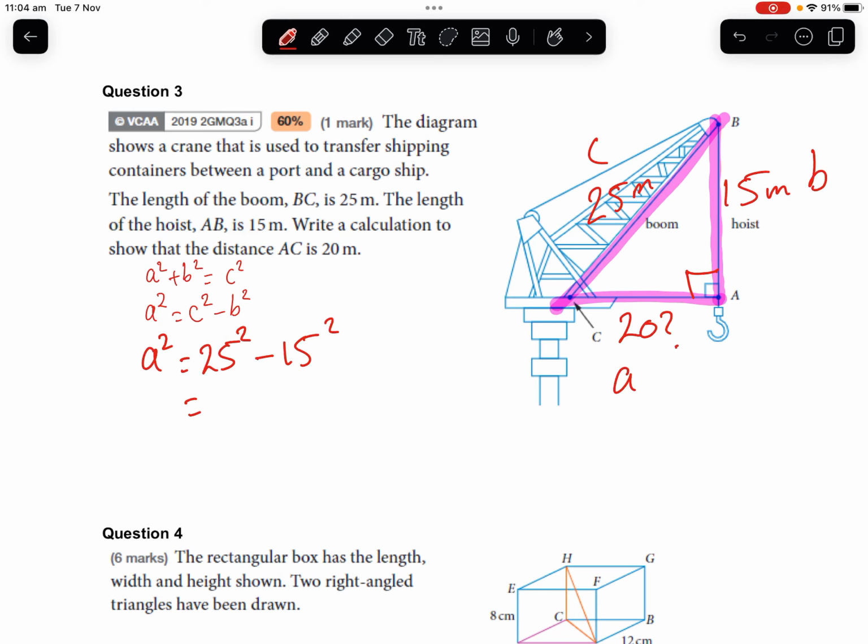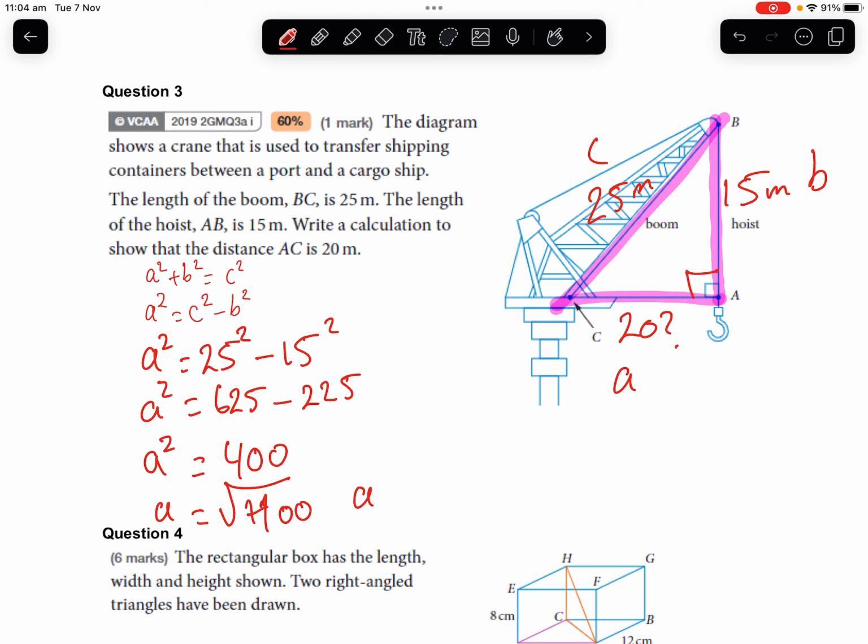25 squared is equal to 625. 15 squared is equal to 225. 625 minus 225 is equal to 400. A is equal to the square root of 400. That means A is equal to 20.